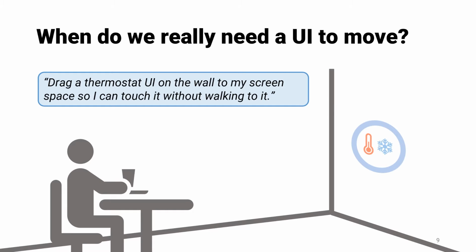The second scenario is, drag a thermostat UI on the wall to my screen space so I can touch it without walking to it. The UI was on the wall, but the user wanted it to be closer to interact with. Now, the UI is brought to the personal space.